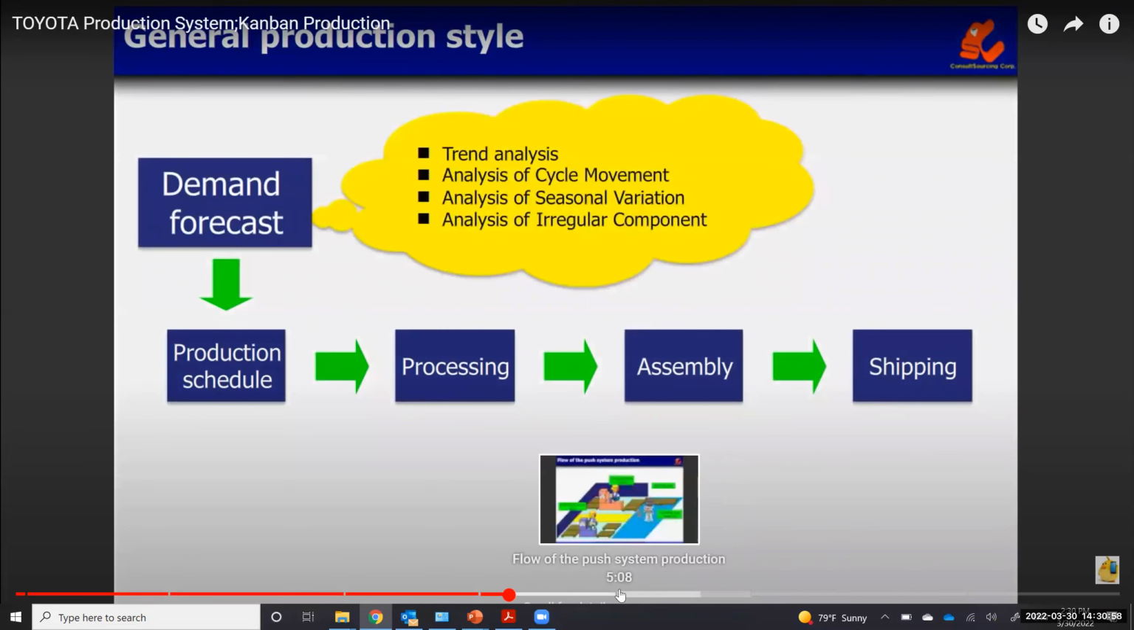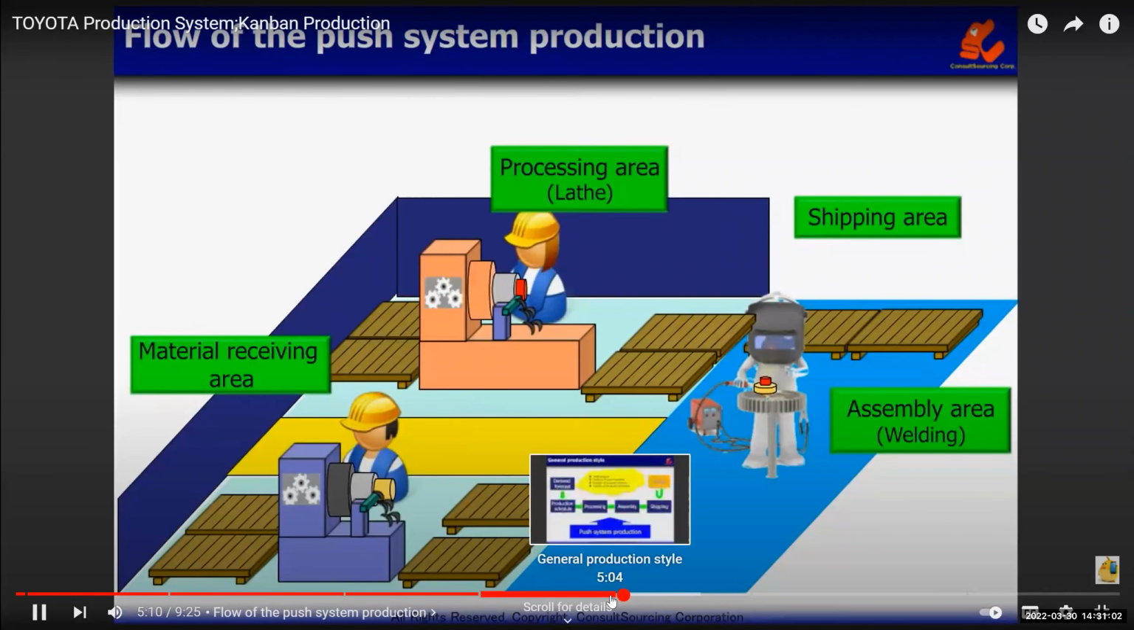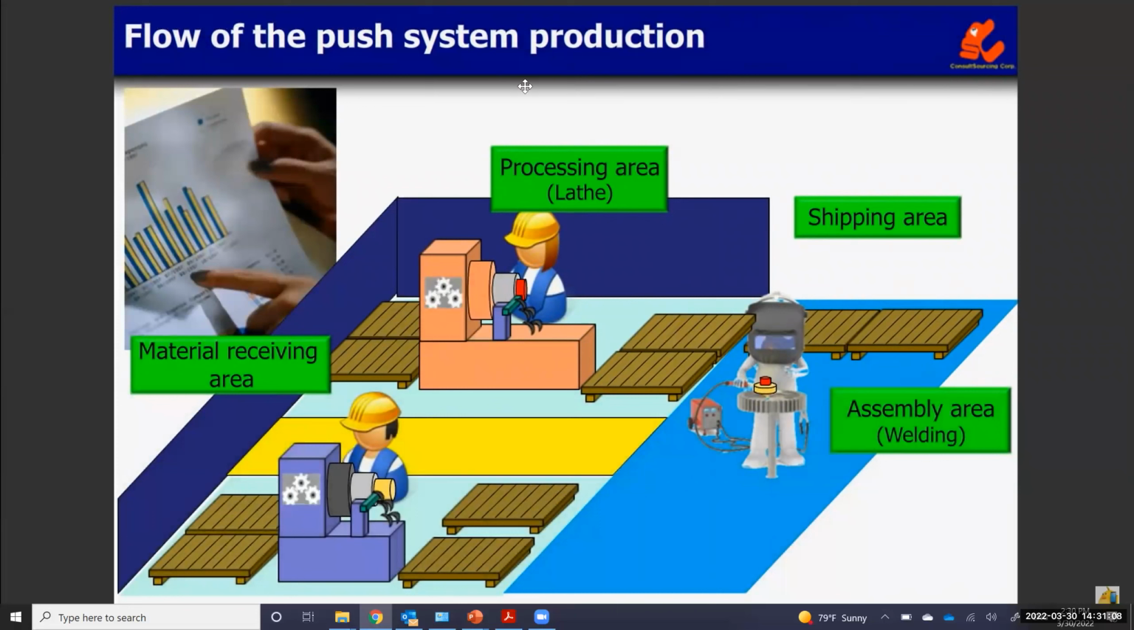In this style, the key factor is to minimize the production difference. So, for example, this is a production line where parts are processed and welded. Let's look at the push system. The production schedule is planned based on the demand forecast and internal information from customers. Then, plans will be made for the materials, outsourced production, facilities, personnel, production steps, manpower, and schedule.